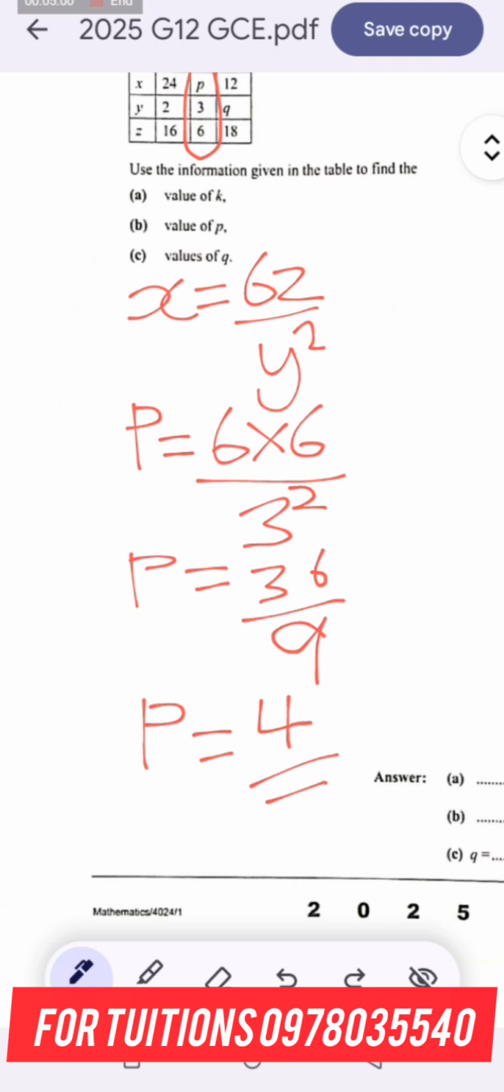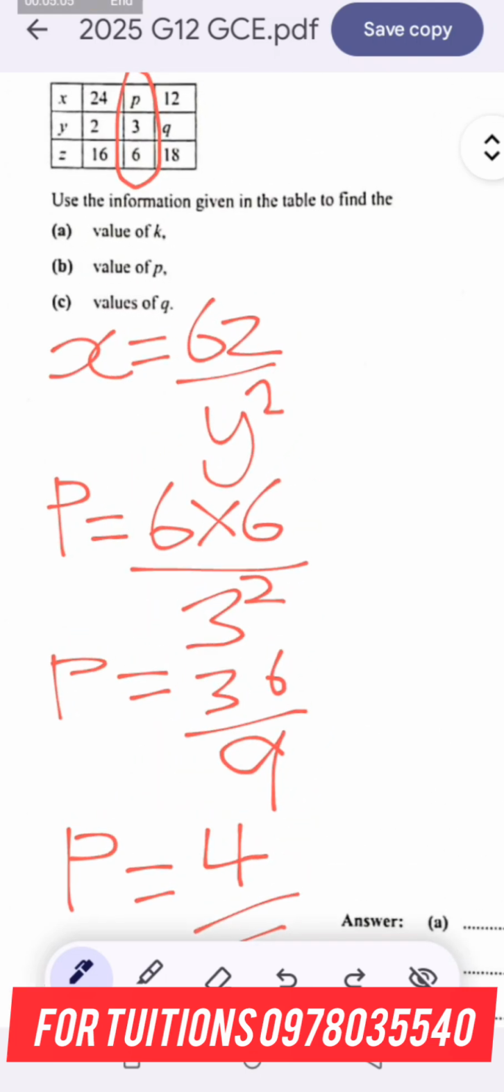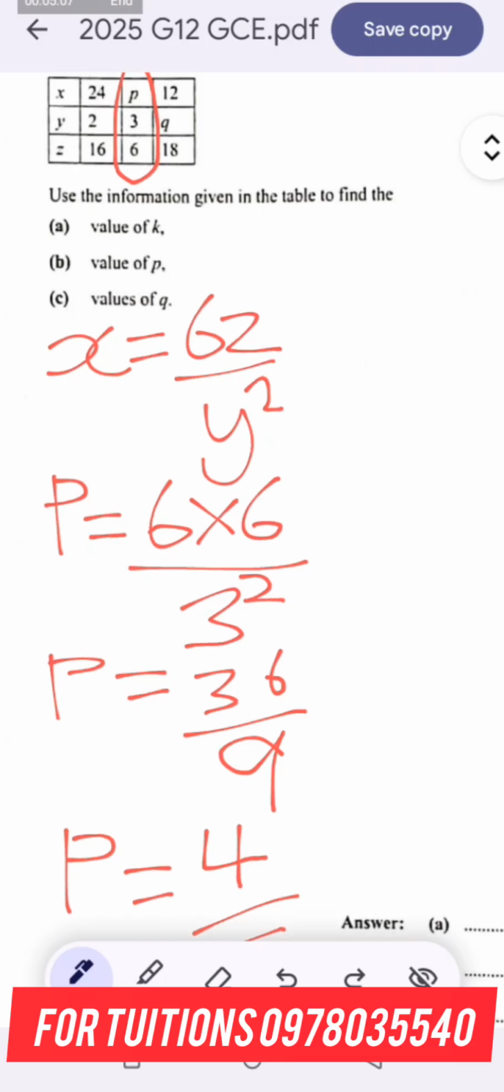So I hope this was clear. We said look for a table where P is shown, then replace with the values. Just follow the procedure.